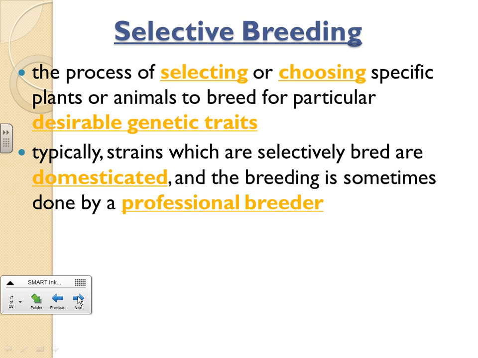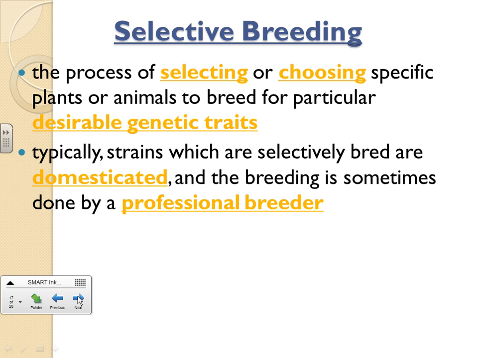Another process we have is selective breeding. It is the process of selecting or choosing specific plants or animals to breed for a particular desirable genetic trait. So who's doing this? Well, humans are doing this. Humans are controlling the traits that we desire. So we're looking for the traits that we want. Typically, strains which are selectively bred are domesticated, and the breeding is sometimes done by professional breeders.